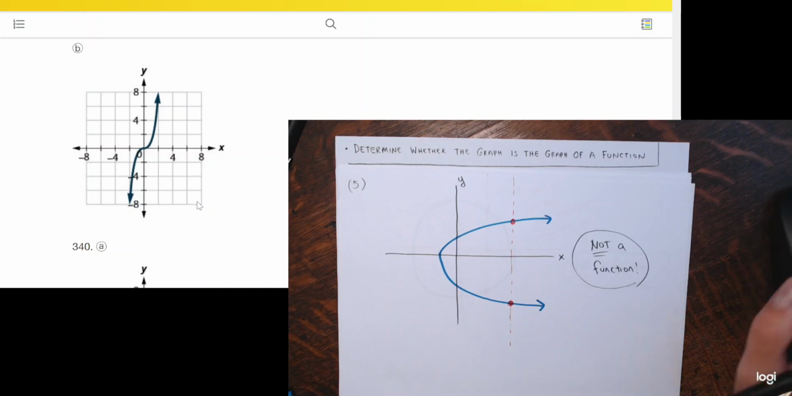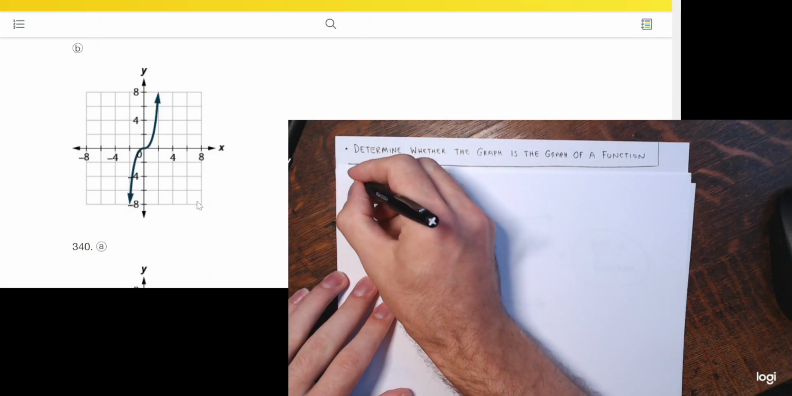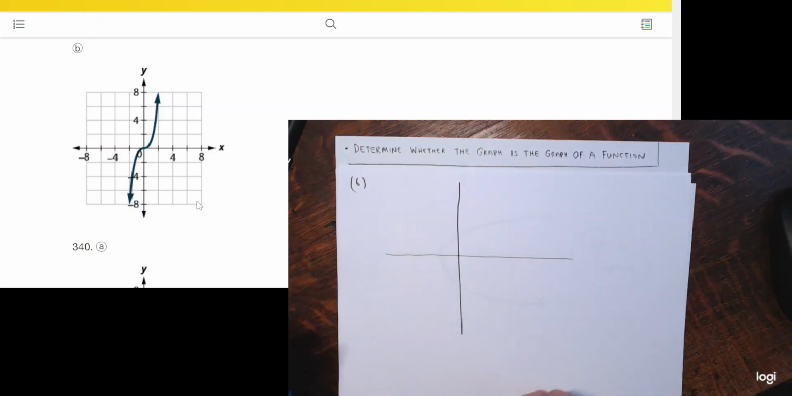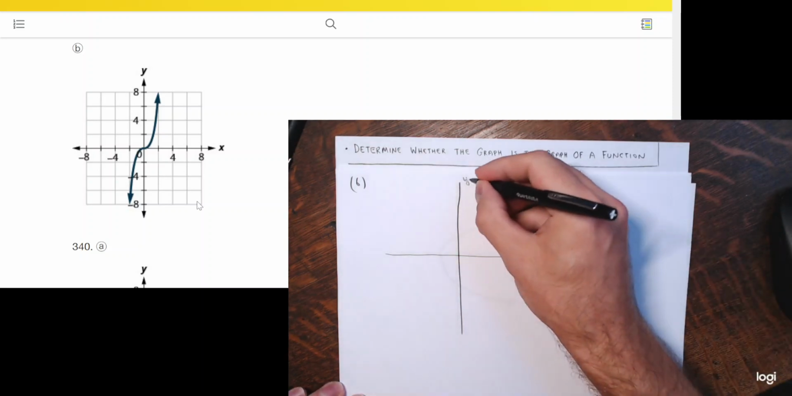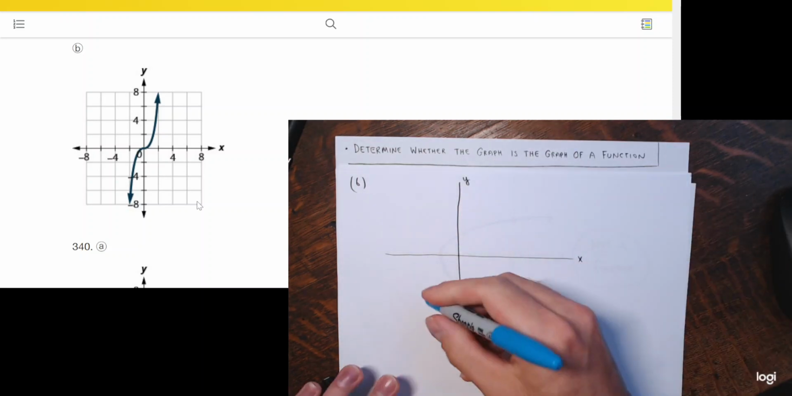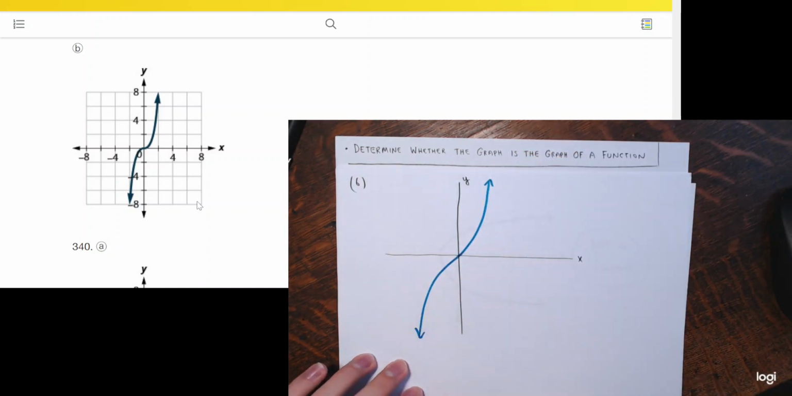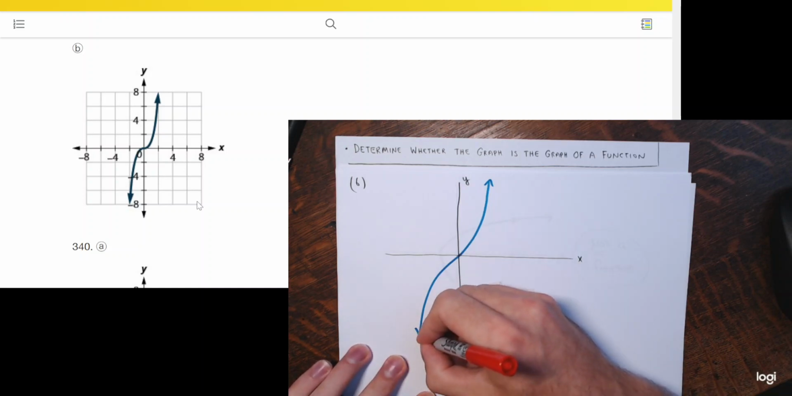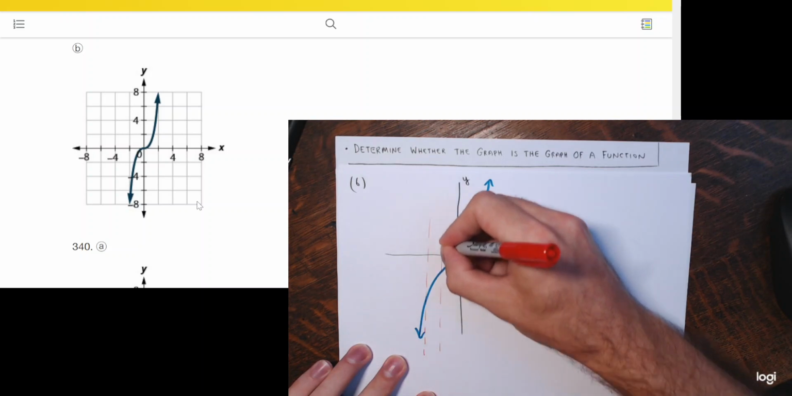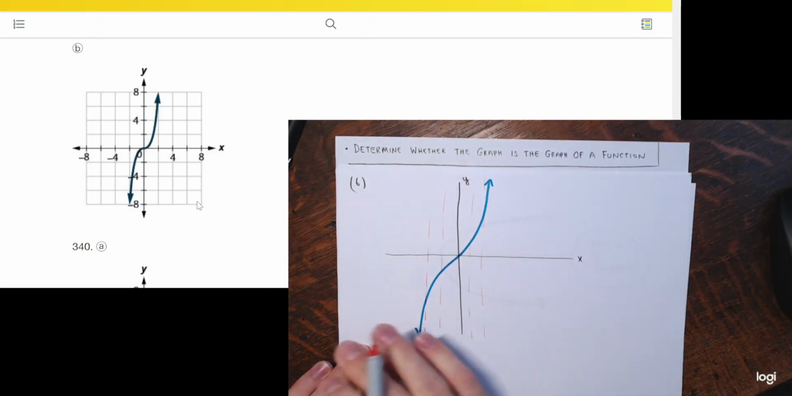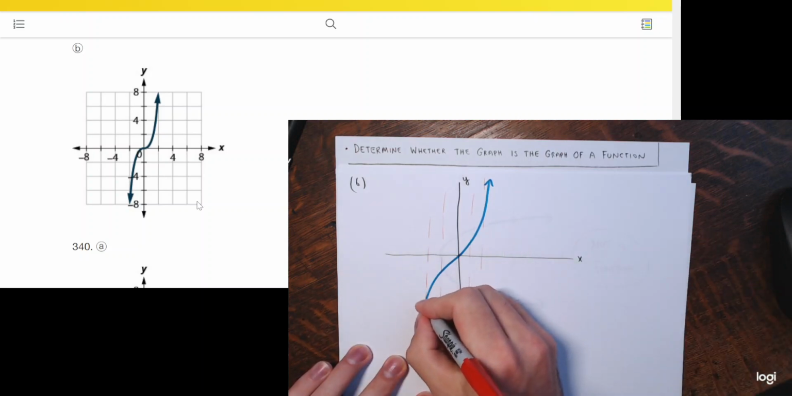339 part B. This is example 6. Again, it's like one of those S-shaped graphs, like in example 3. But instead of going left to right, it's going up and down like this, going through the origin. So draw any vertical line you want: the y-axis, this vertical line, this vertical line. Draw any vertical line you want, and it hits the graph one time.